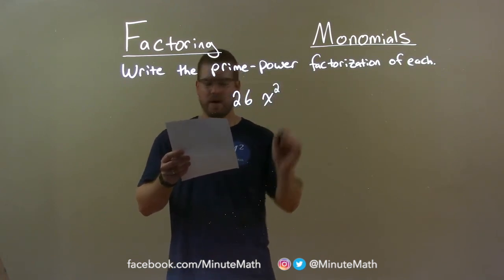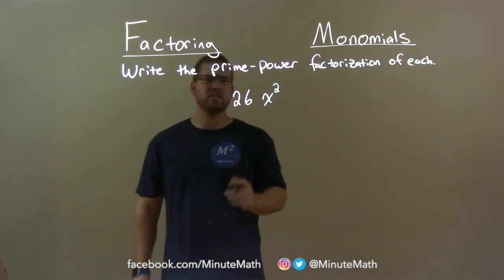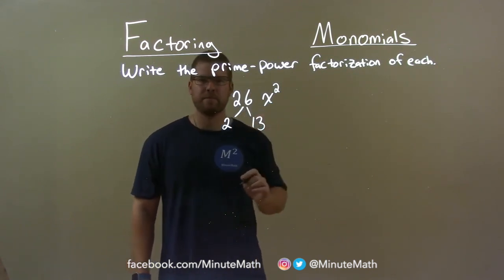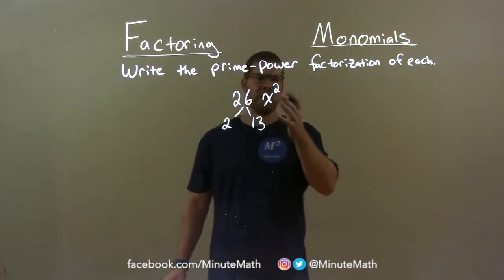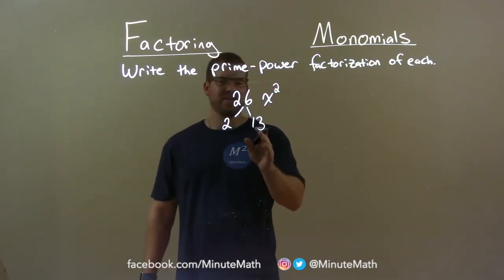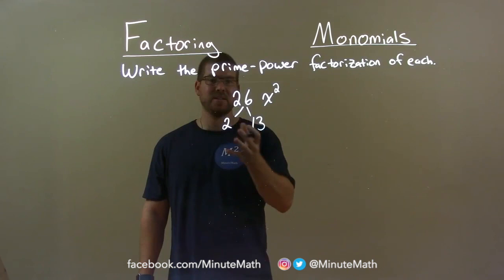26x squared. Okay? Well, 26, let's break that down. 26 is 2 times 13. Kind of pointless to break down the x squared because x squared is already in its prime power form. And 13 and 2 are both prime numbers. So we're essentially done here.